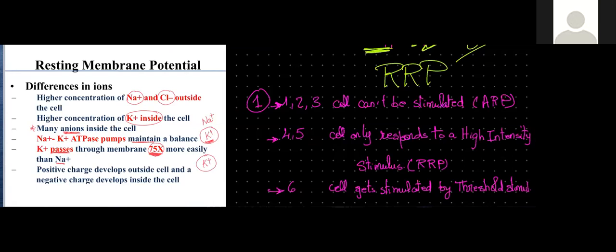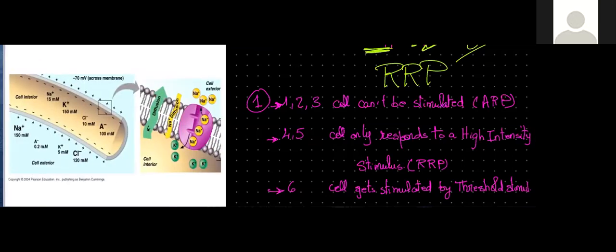Positive charge develops outside the cell, and negative charge develops inside of the cell. So inside during rest is more negatively charged compared to the outside, which is going to be more positively charged by the effect of the ion distribution. This diagram is showing you that you have much more potassium inside the cell and much more sodium outside of the cell.